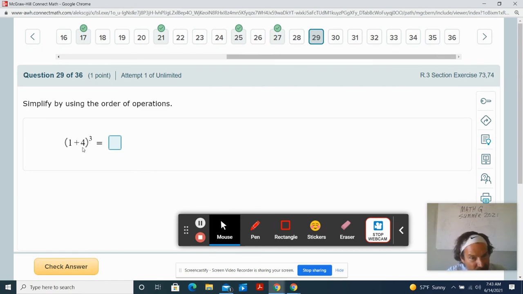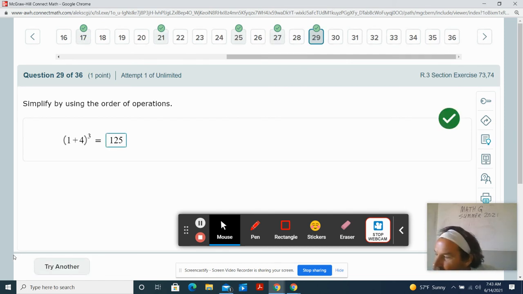So we want to make sure we do parentheses first. That just means do what's inside the parentheses first. So inside the parentheses, 1 plus 4, so that's 5. And then 5 to the 3rd power is 5 times 5 times 5. 5 times 5 is 25. 25 times 5 is 125. Okay, so that one wasn't as long as I thought. I think there's a longer one in here. Let's try 31.